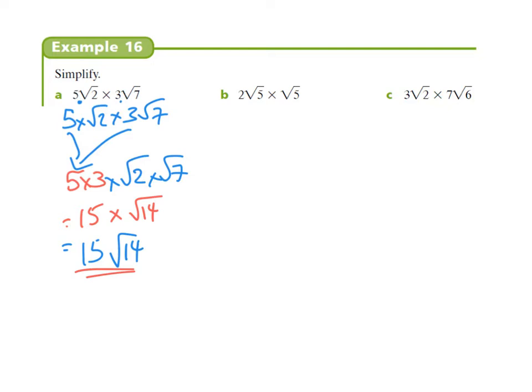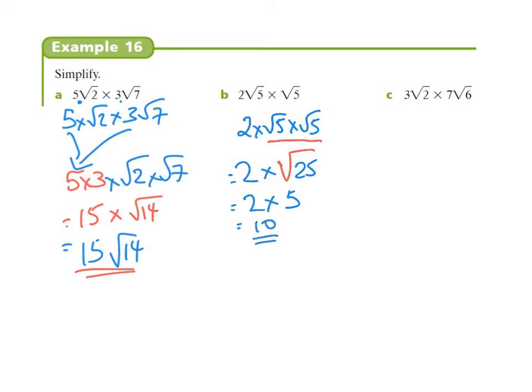B is 2 times square root 5 times square root 5. It'd be tempting to do all sorts of things here, but if we look at square root 5 times square root 5, we would put that inside one surd sign as square root 25 times 2. Square root 25 is actually just 5. So that one reduces down to 10. So that's really nice that that whole thing equals 10.